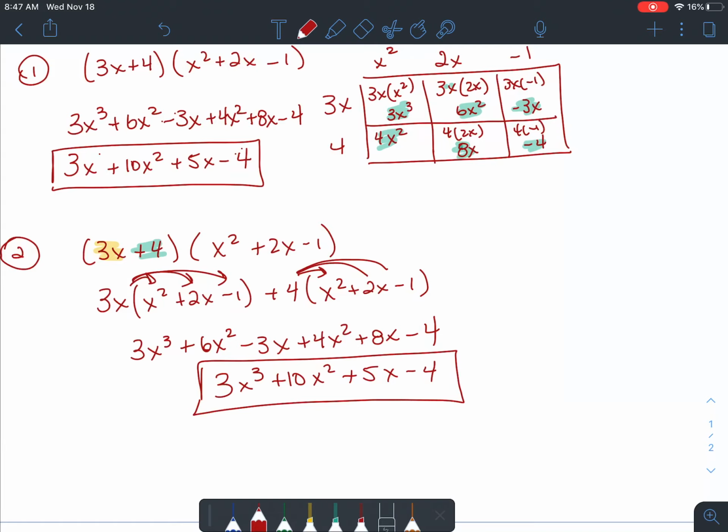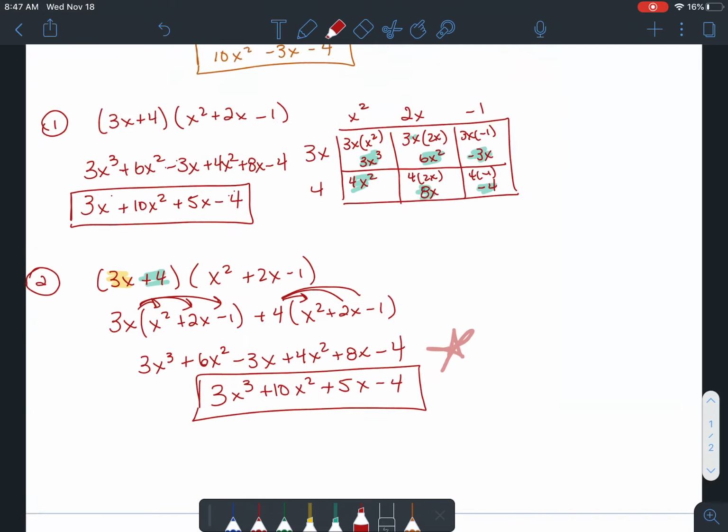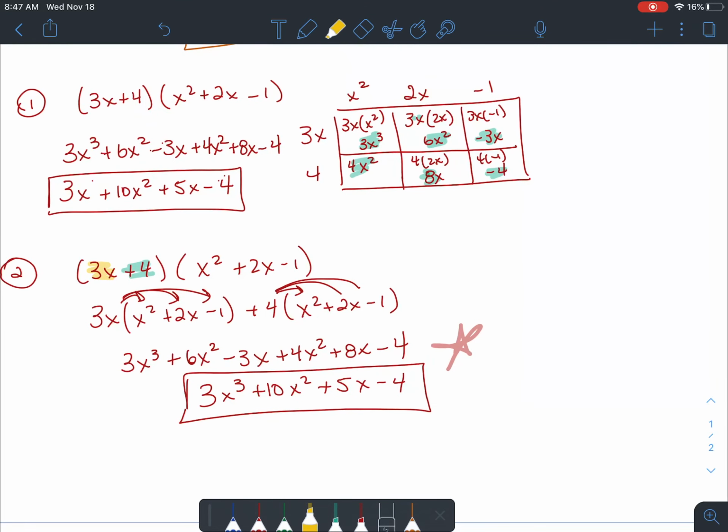Either one is fine. I've had students in the past love the distributive property one, which is choice number 2 in these. And I've had students that love the area model, which is choice number 1. Truly up to you, whatever you feel most comfortable with. And that's pretty much it.